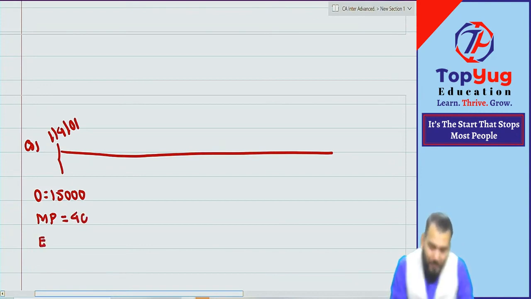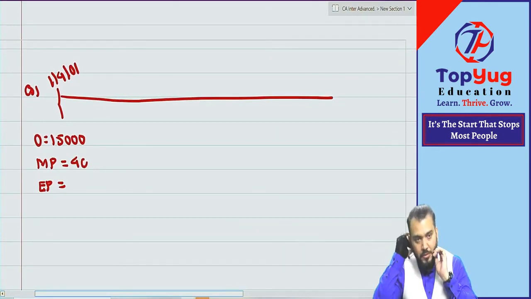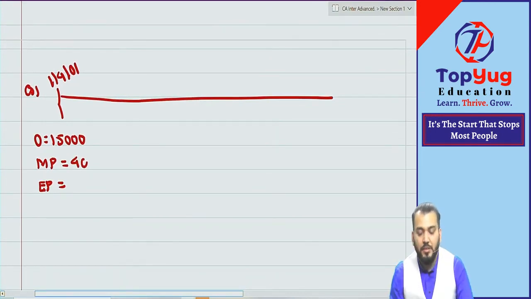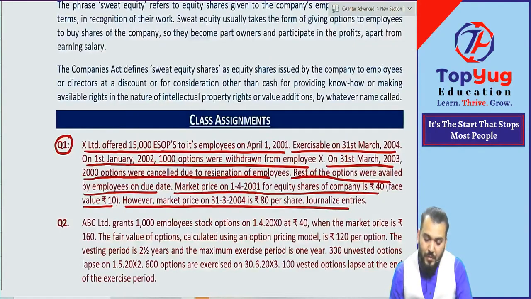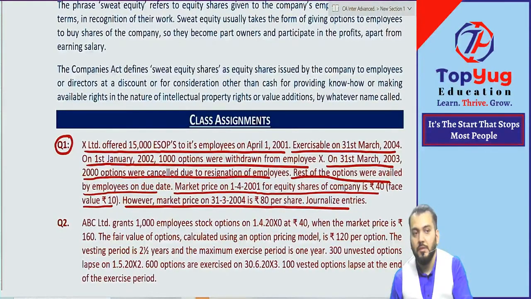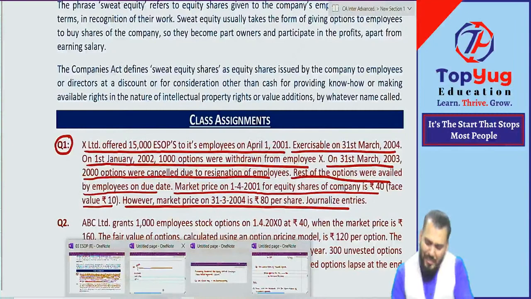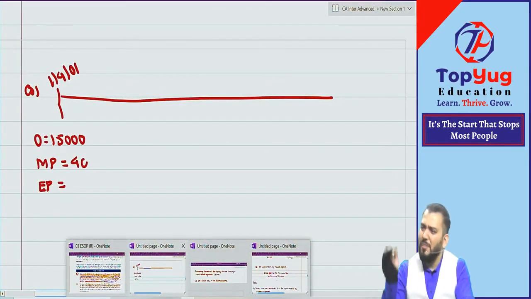What is the exercise price on this date? Now what is the exercise price on this date? Exercise price? Because he offered 15,000 ESOP to his employee, but they have not given what? So whenever the exercise price is not given, what will you assume? Face value.